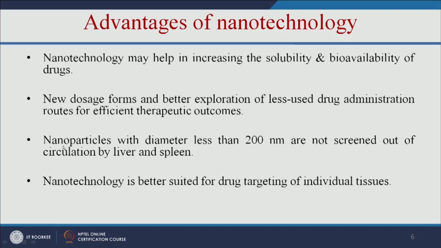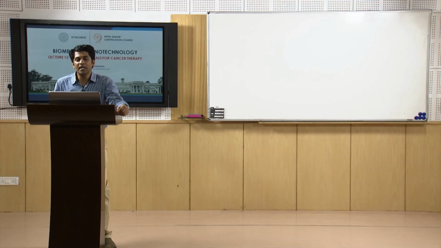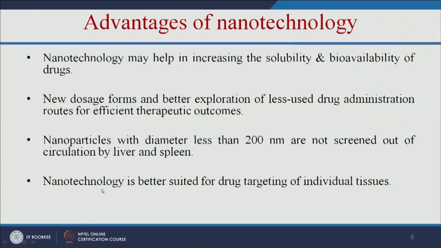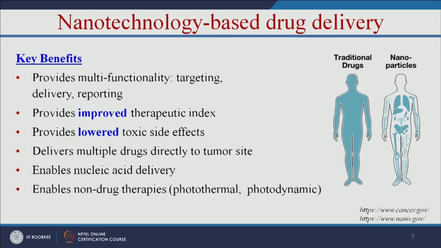Another advantage is that nanoparticles with a diameter less than 200 nanometers are not screened out from the circulation by the liver and spleen. So if you make a nanoparticle between 70 to 200 nanometers, it can escape from the liver and spleen, stay in your body for more time, and release the drug slowly. And again we can target these nanoparticles specifically to the cancer cell. So that is another advantage of using nanomaterials.